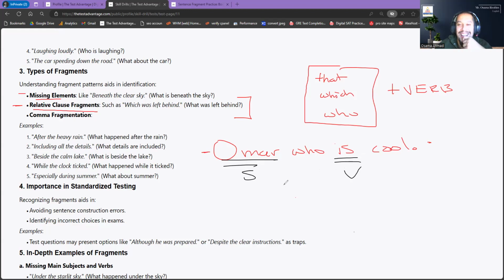صح؟ Because it's a relative clause fragment. عشان ايه؟ عشان relative clause fragment. You're a smart young man. It is a relative clause fragment. بصوا، who is cool بيسرق الverb. دلوقتي السبجكت ما عندوش verb.